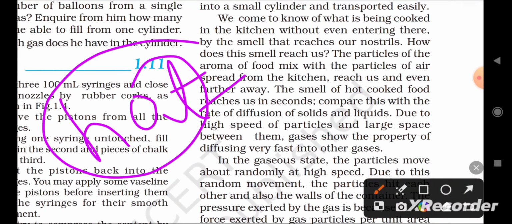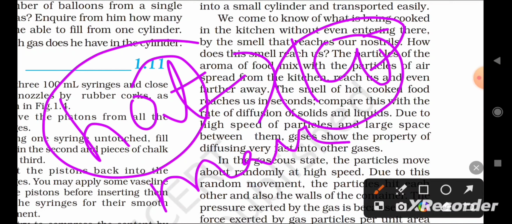so the hot food particles have more kinetic energy. More kinetic energy means they will move fast, and moving fast means they reach our nostrils very easily.